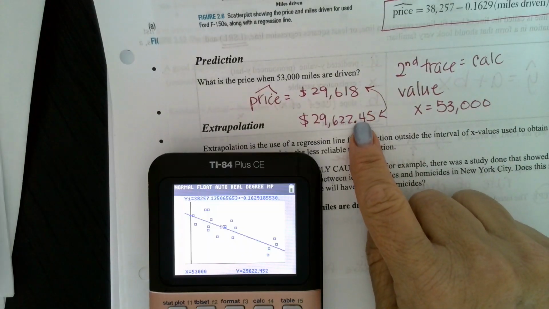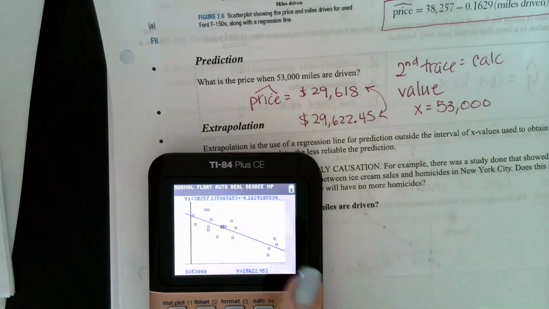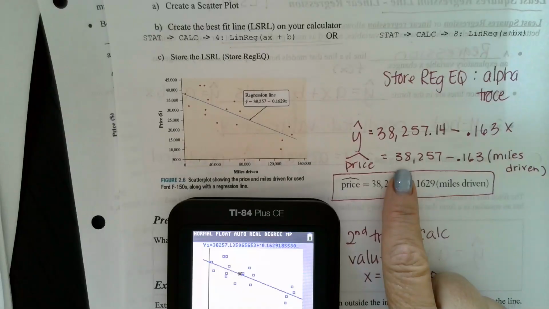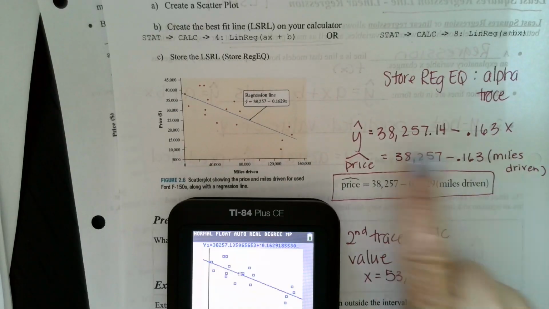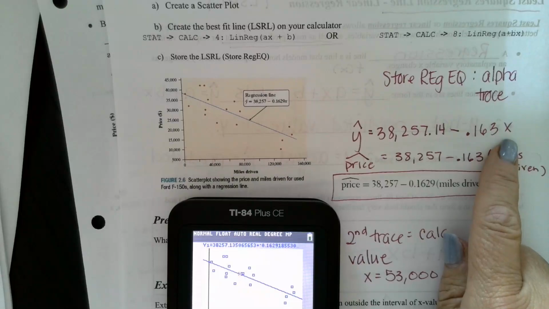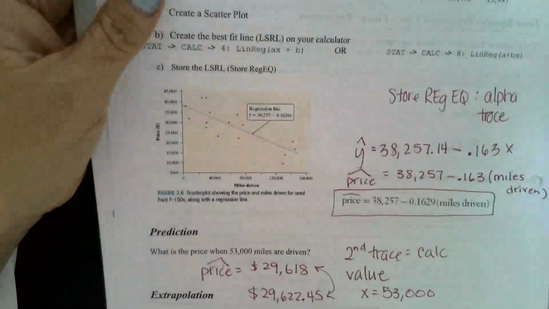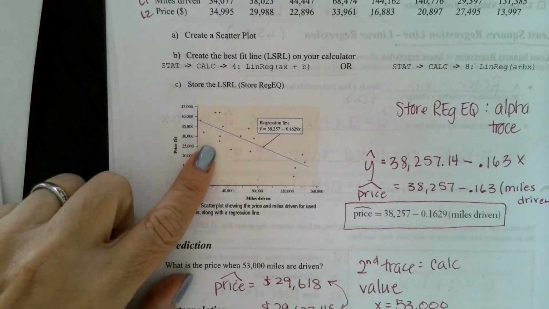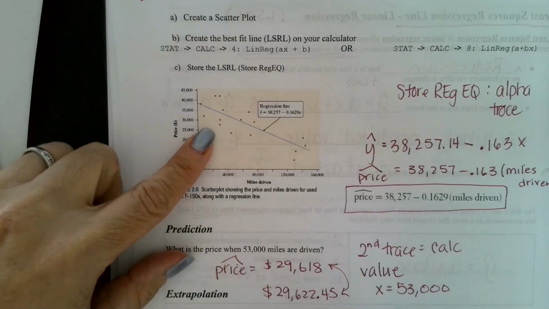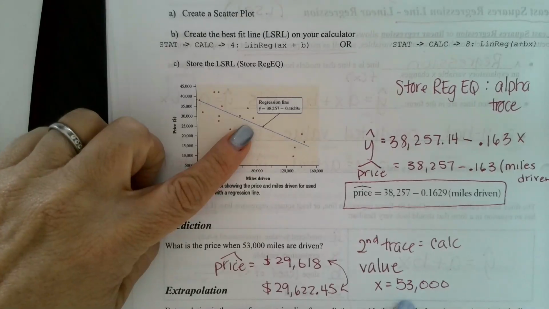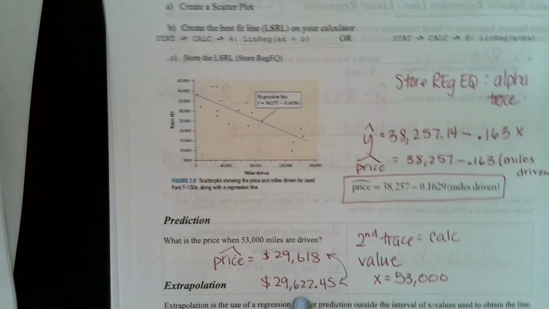It's going to ask you to write the equations, so you need to make sure that you write it this way, where you have the price and you would have miles driven. So you're replacing your y hat and your x variable with those. So what we just did is we looked at this best fit line and we predicted, remember that's the goal of a regression line, what our value would be. So if we drive 53,000 miles, it's going to be about $29.6 thousand.